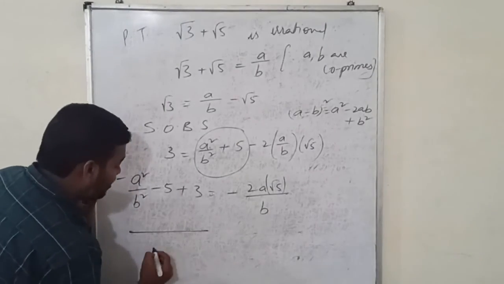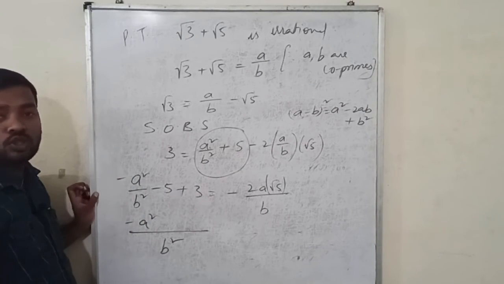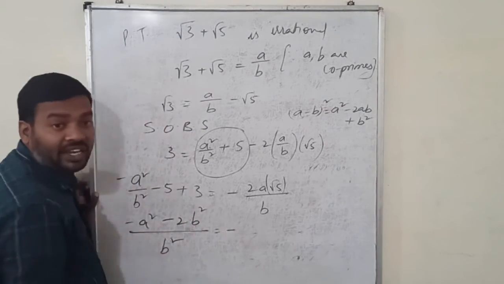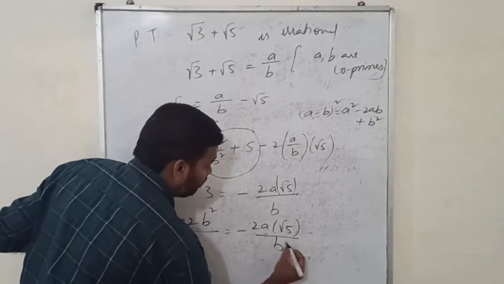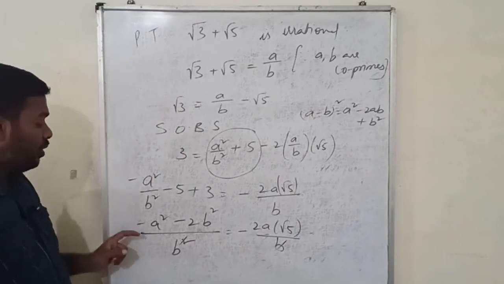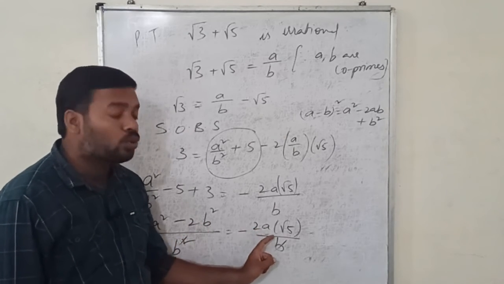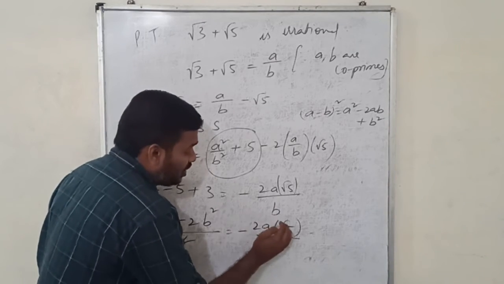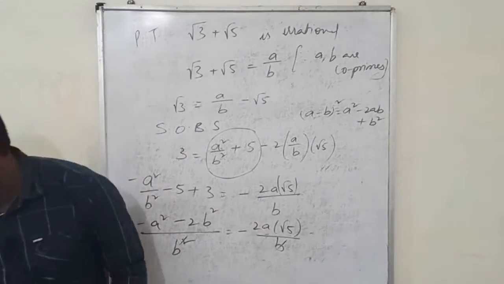Now this can be written as B square minus A square, and minus 5 plus 3 is minus 2, that is minus 2B square, by B, equal to minus 2A into root 5 by B. Now you can cancel B and B here. Let us send all the other terms which are not root 5 to the other side, that is minus 2A to the other side.